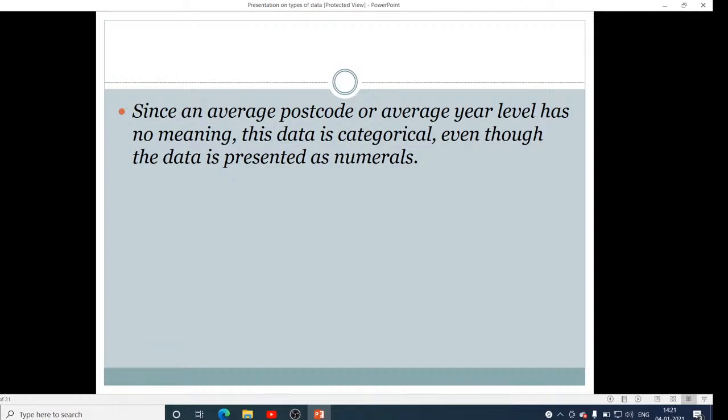Since an average postcode or average year level has no meaning, this data is categorical. Even though the data is represented as numerals, we cannot count or add. That type of data is called categorical data.